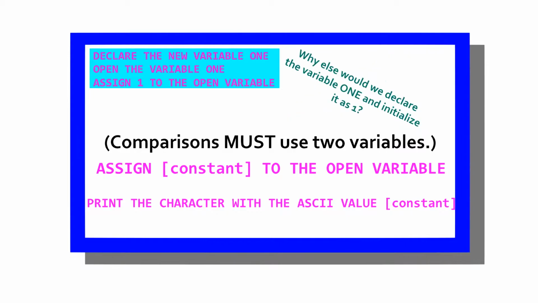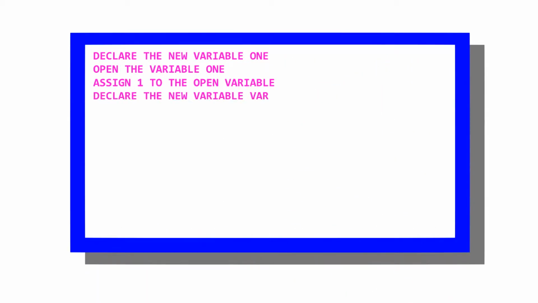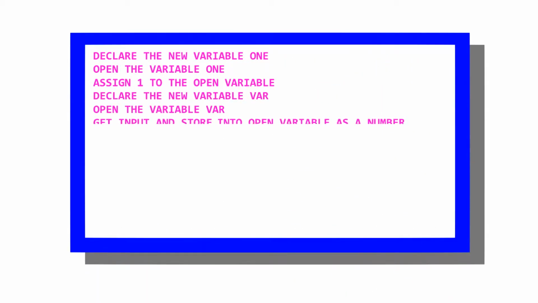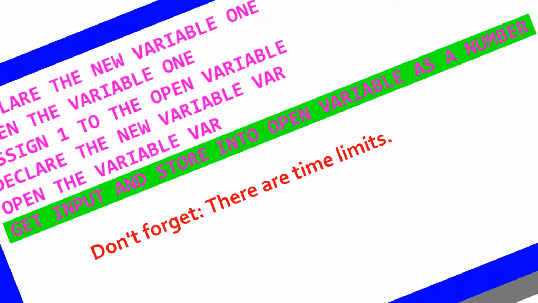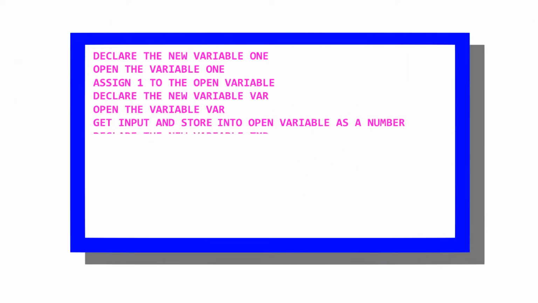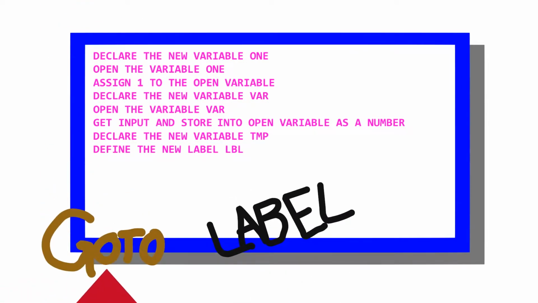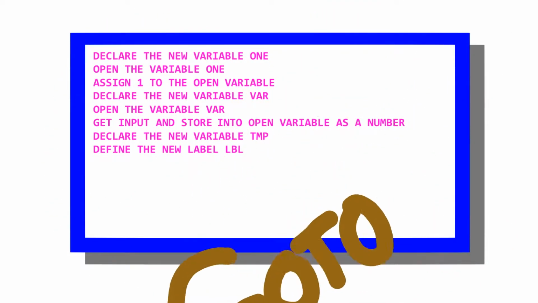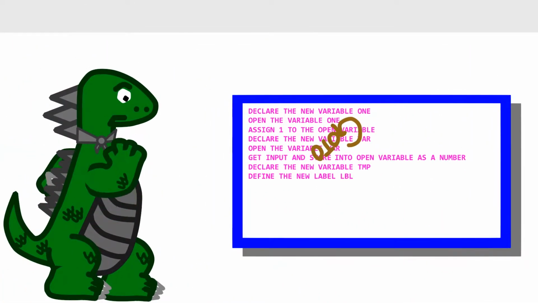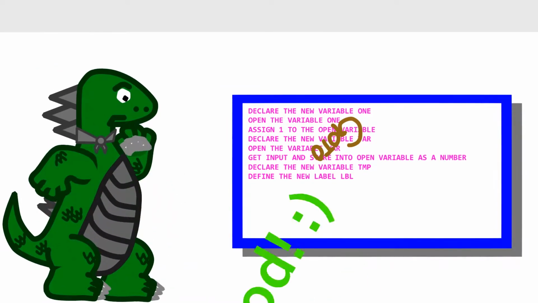comparisons using equal to. After that, we declare the new variable var, open it, and get input from the user as a number. We get input using getInput and store into open variable as a number. And yes, it needs to be typed in full, like that. Next, we declare a temp variable to use later and define a new label. Labels are points in the program that can be jumped forward to and jumped back to, because who doesn't love go-to statements? I don't. Good.